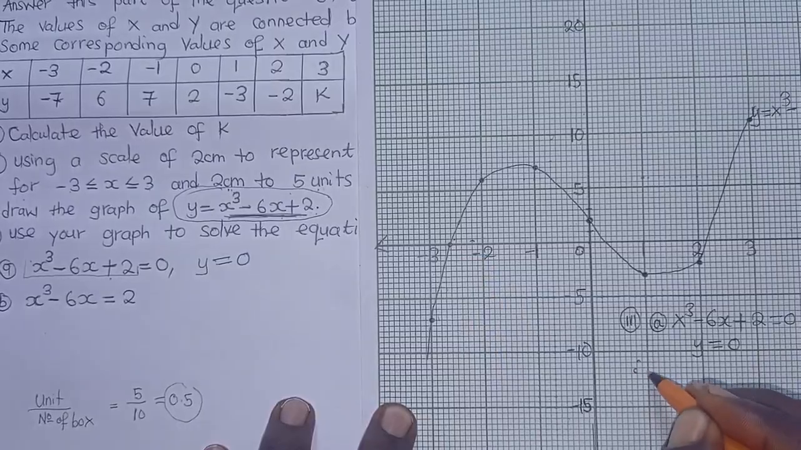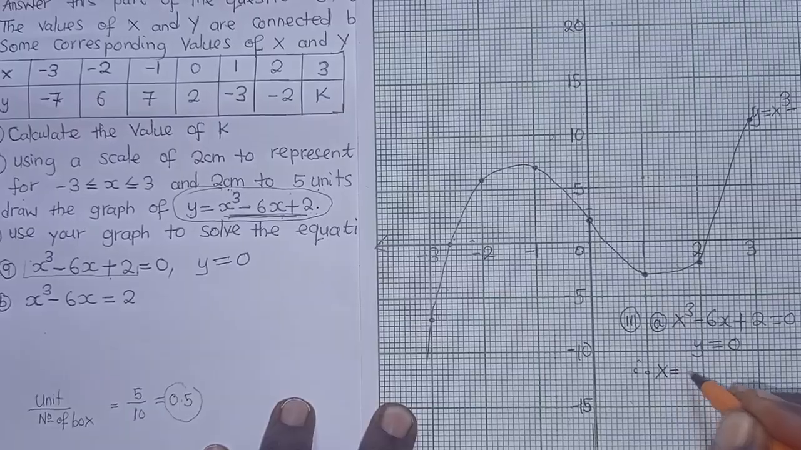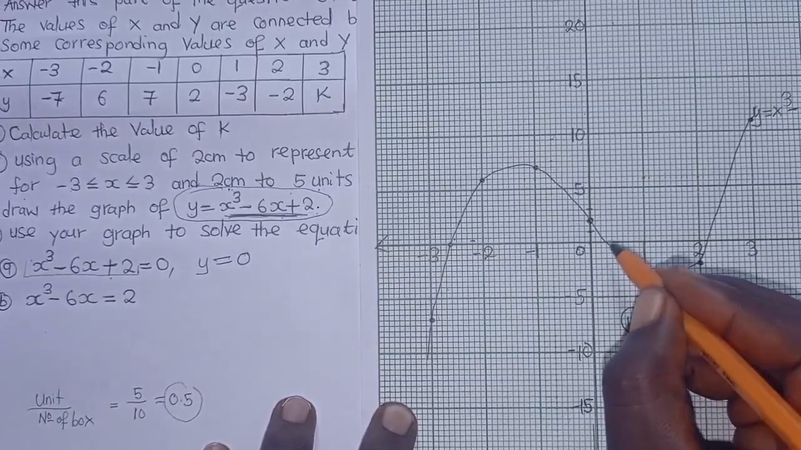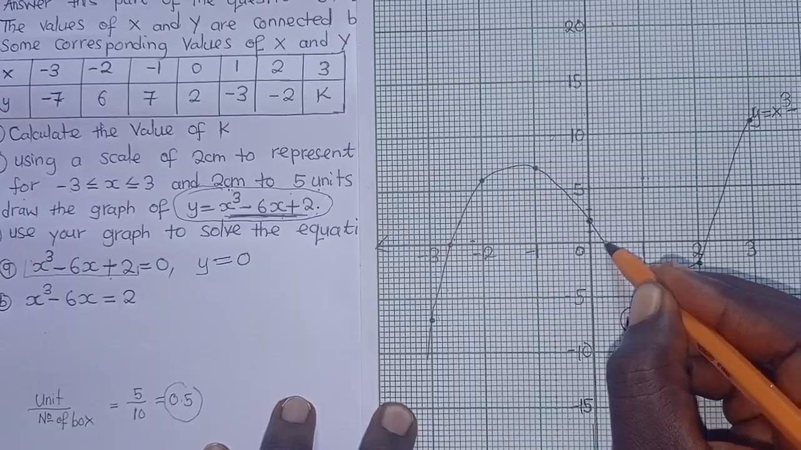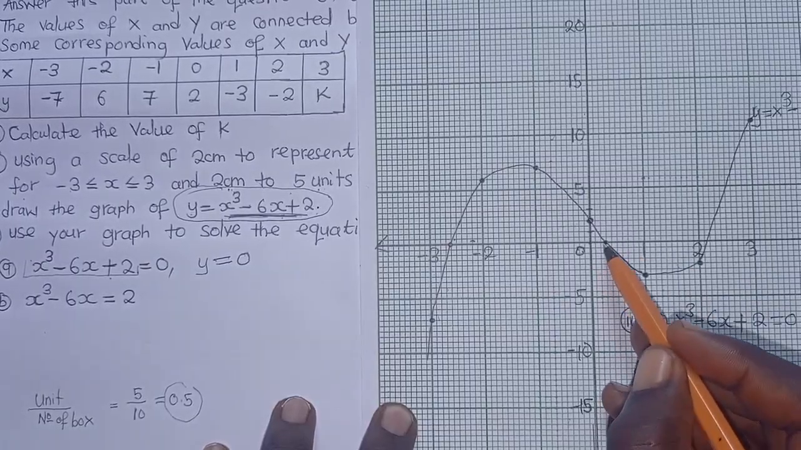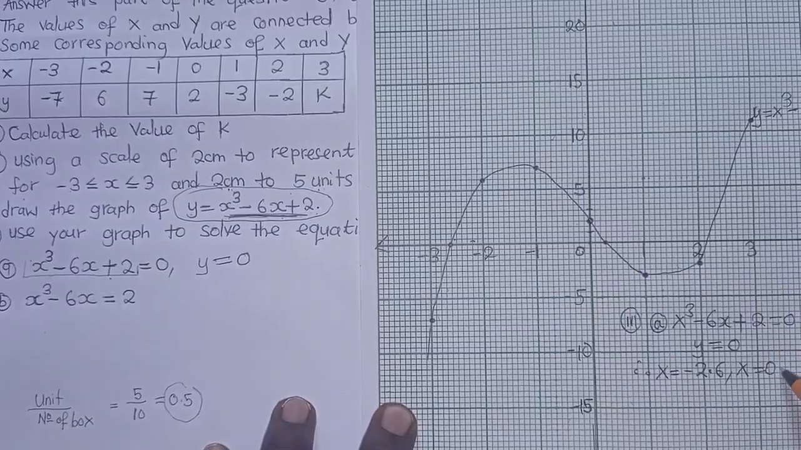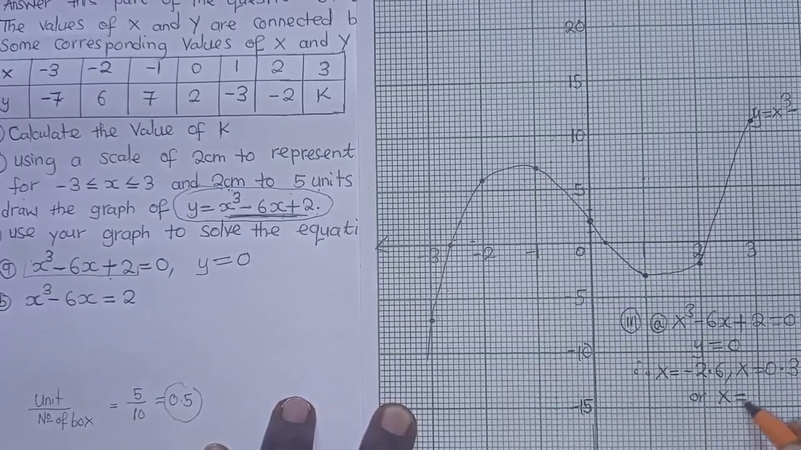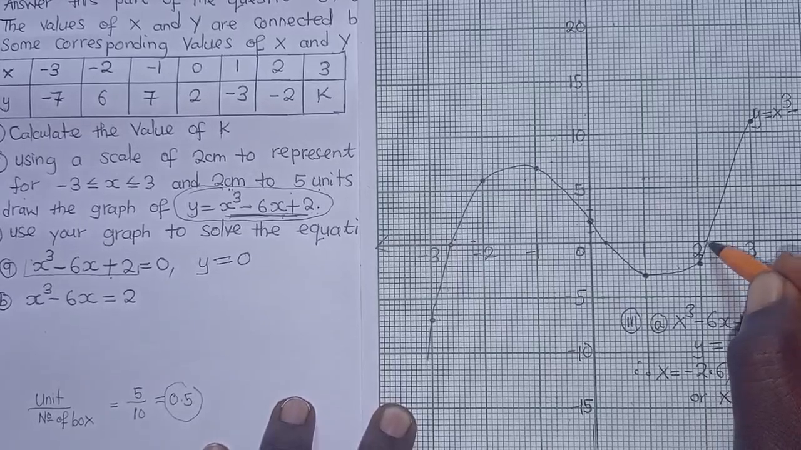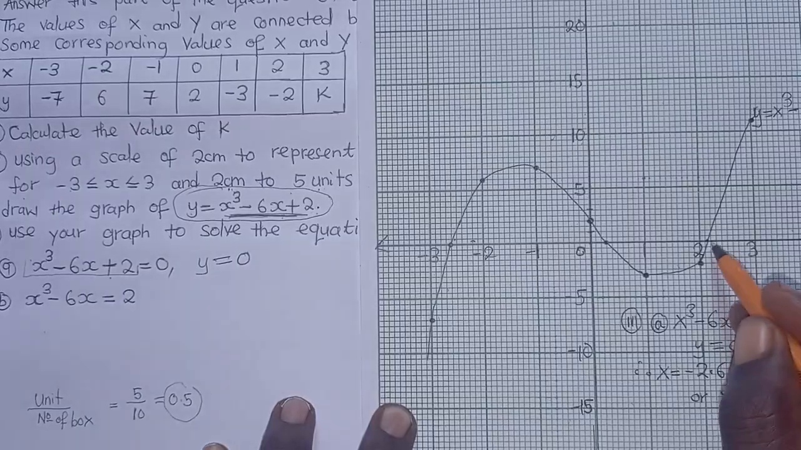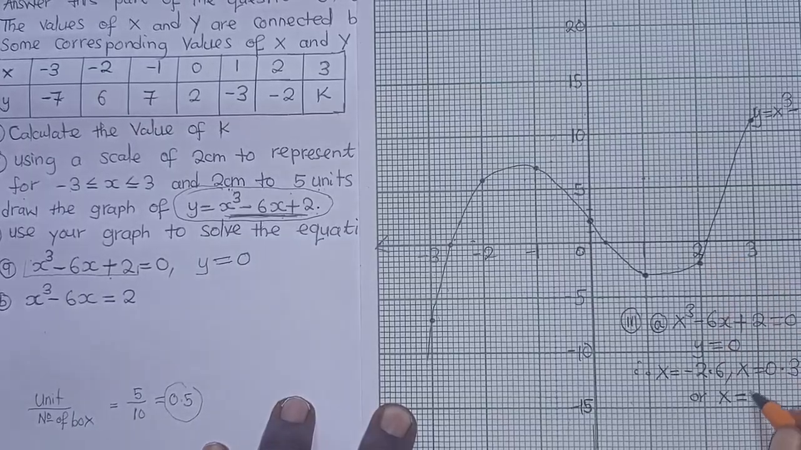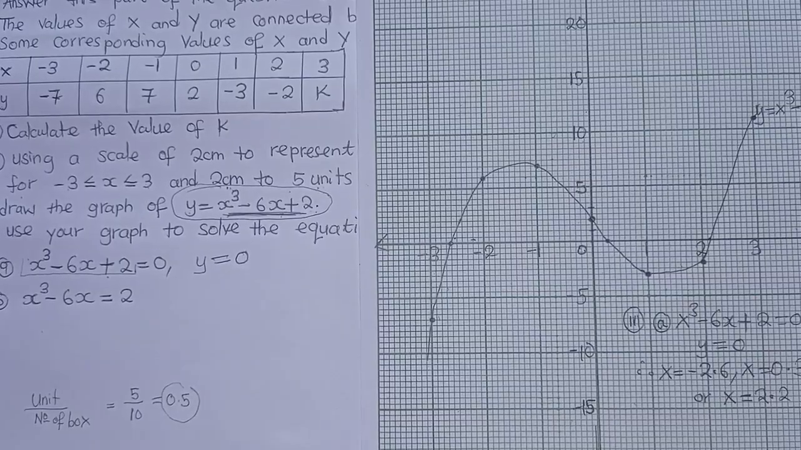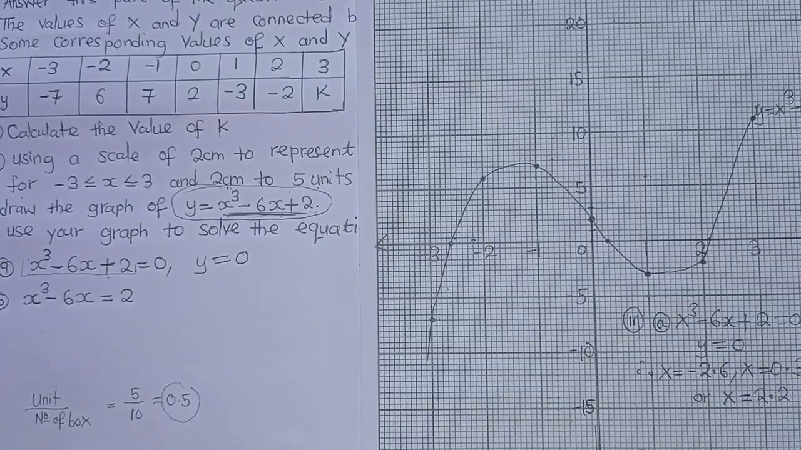Therefore the answers are x is equal to negative 2.6, comma, x is equal to 0.3, where it is also cutting the x-axis, or x is equal to, the last one, where it is cutting the graph there, 2.1 or 2.2 since it is in the middle there. You can write 2.1 or 2.2. They will still mark you. So these are the answers.